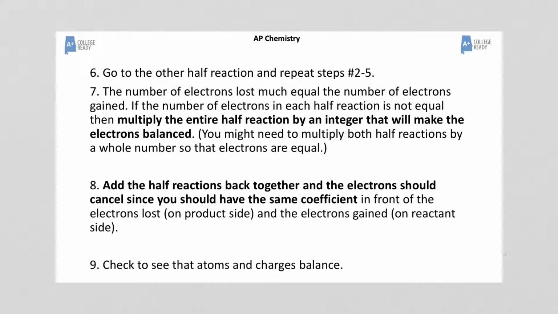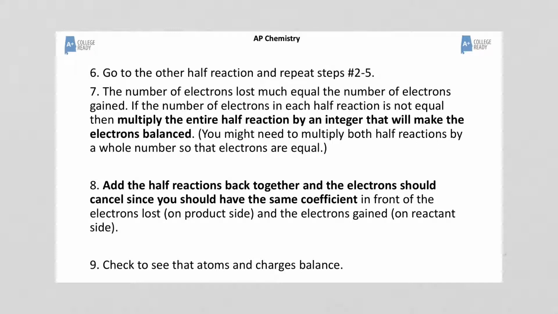Then once both halves are balanced, we'll look at them and we'll look particularly at electrons for number 7. Are the electrons lost, which would be products in the oxidation half reaction, the same value as the number of electrons gained in the other half reaction, which would be the reduction half reaction? If those values are not equal, like if one half reaction lost 2 electrons and the other gained 3, that doesn't abide by the law of conservation of matter. Those electrons have to be the same.